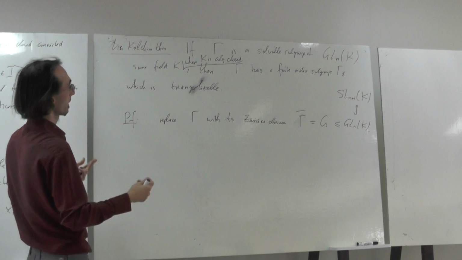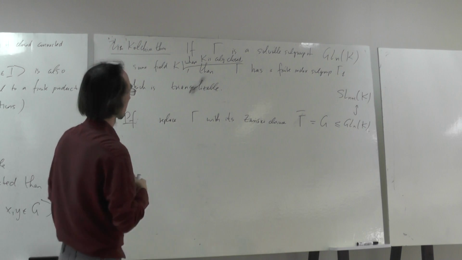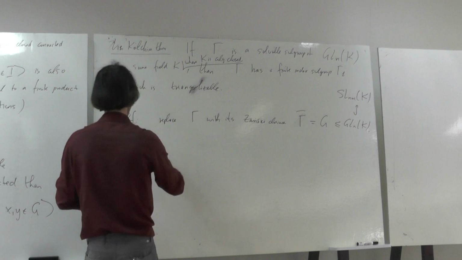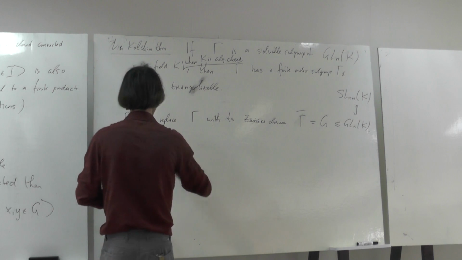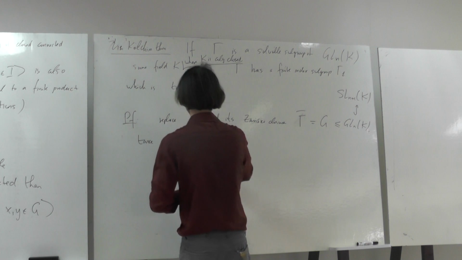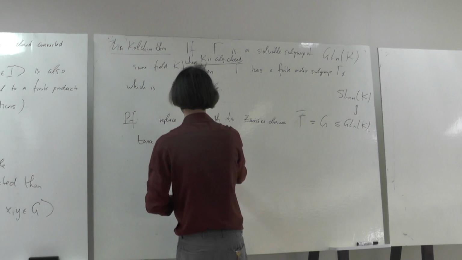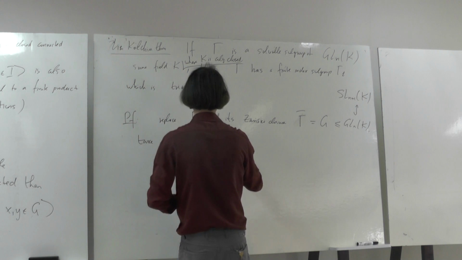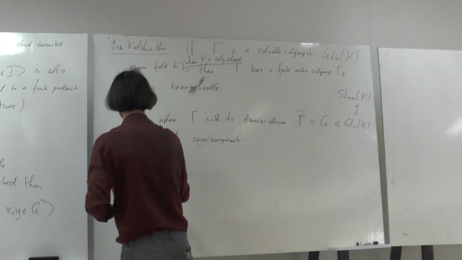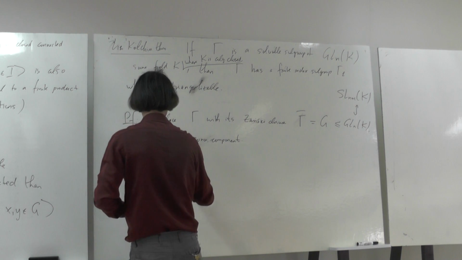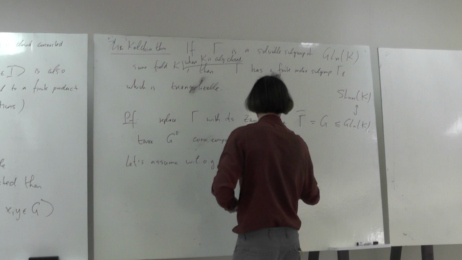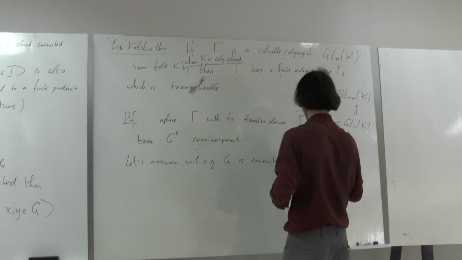Okay, so we can replace gamma with its closure, and then we can take the connected component G^0, and we will show that the connected component is triangulizable. So let's assume from the start G is connected, and I will show that G is triangulizable.